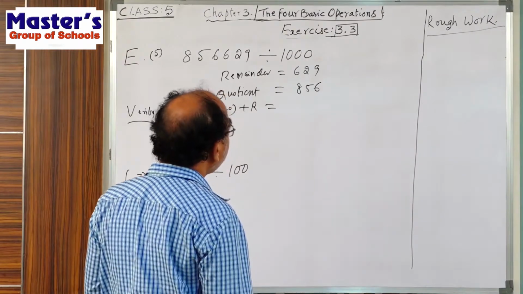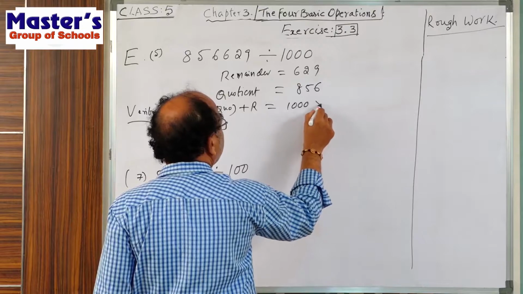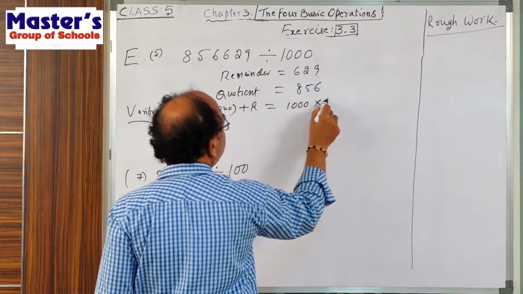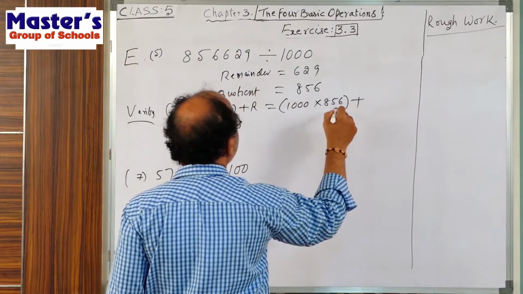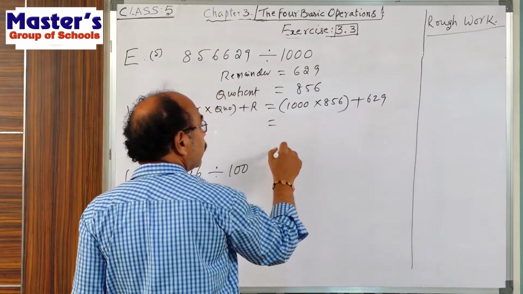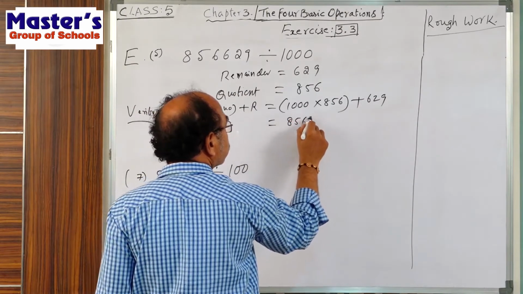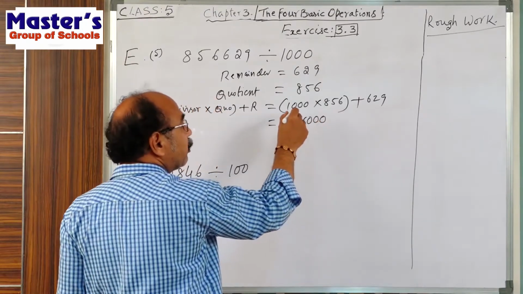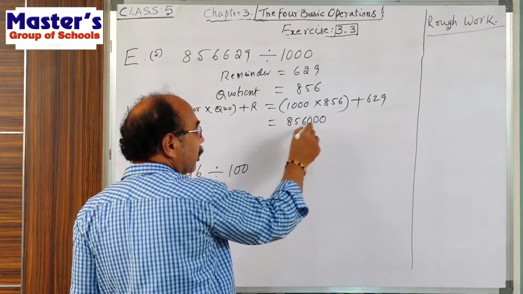What is the divisor here? 1000. What is the quotient? 856. What is the remainder? 620. Multiply 856 here. Simply keep 3 zeros, because we are multiplying by 1000. That's why we simply keep 3 zeros. Plus, at the last.